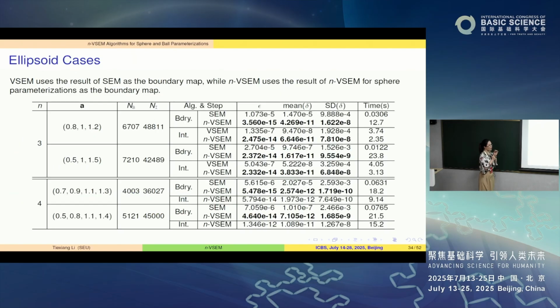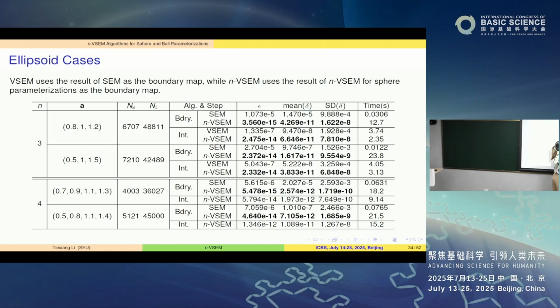Let's see the numerical experiments. The first one is the ellipsoid case. If we have an ellipsoid, we can get the exact result, so we will use this case to test our algorithm. We have the 3D and the 4D example, and for the boundary, we compare our method with the trust region method, and compare with the north and south iteration scheme.